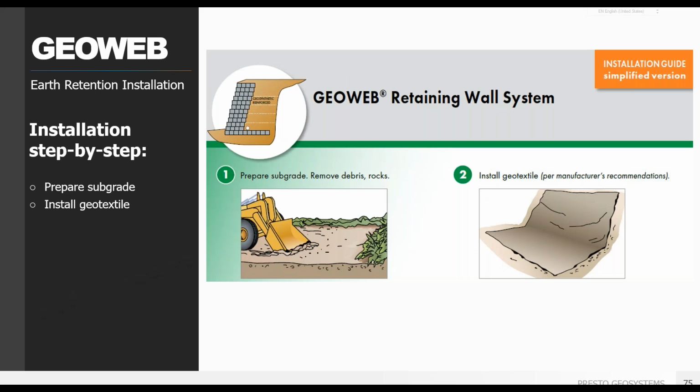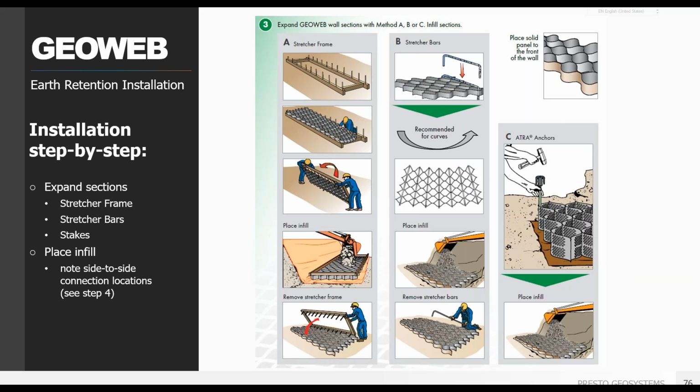Here's a quick overview of the installation process for the GeoWeb earth retention system. As with other applications, prepare the subgrade and install any geotextiles as recommended by design. The step of expanding the GeoWeb section is best done with stretcher frames or stretcher bars. Pro tips in their own regard, so we'll come back to those in detail in a bit.